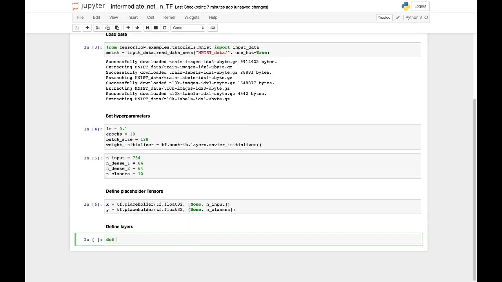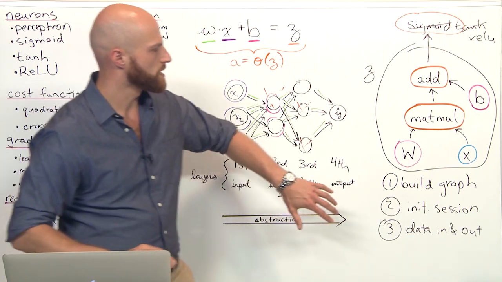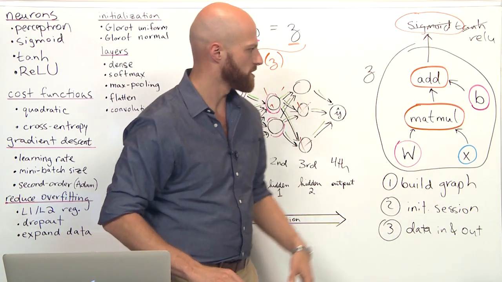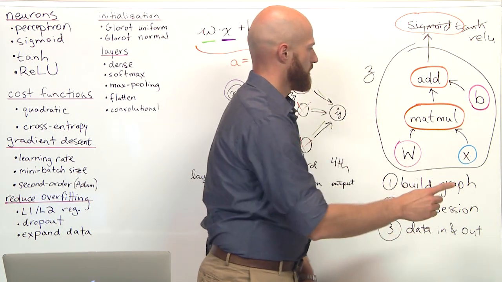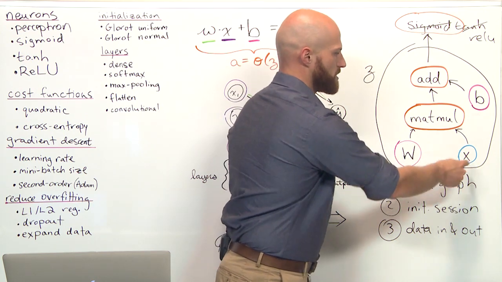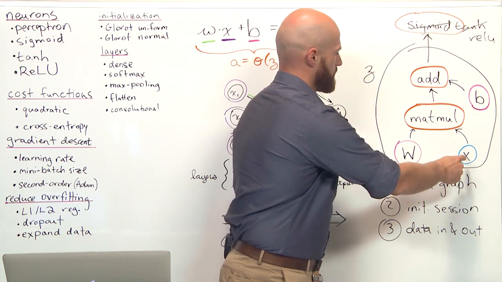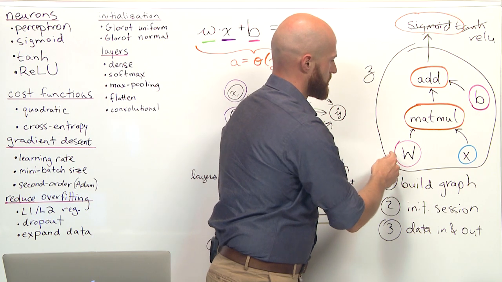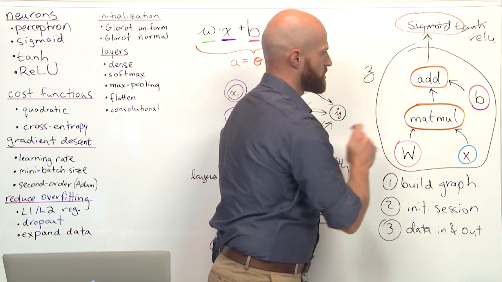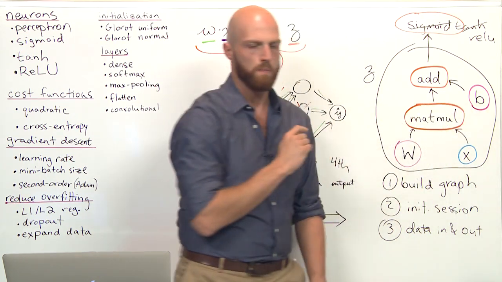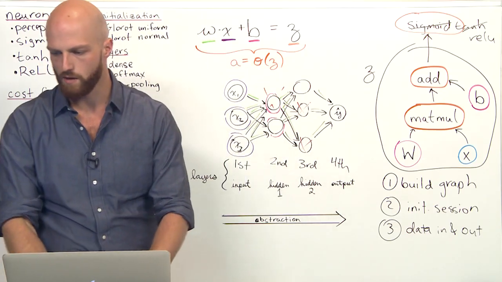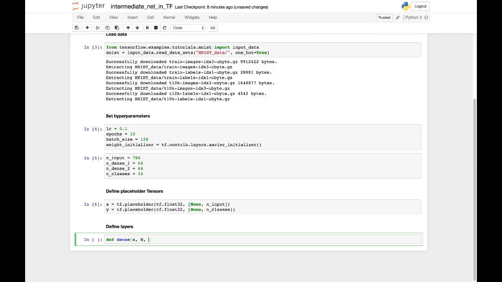So we're going to define a dense layer with ReLU activation. The dense layer is similar to this kind of structure. So it's going to take in an X, which is a tensor of input values, a placeholder tensor. It's going to take in a W matrix variable. It's going to take in a B bias variable. So that's how we're going to define it. It's going to take an X, W, and B.